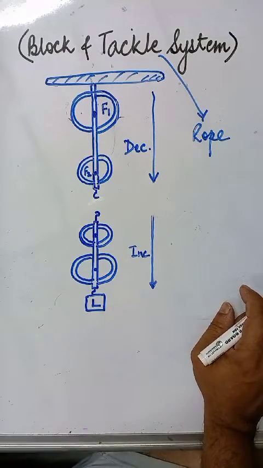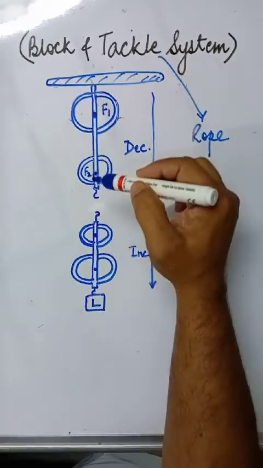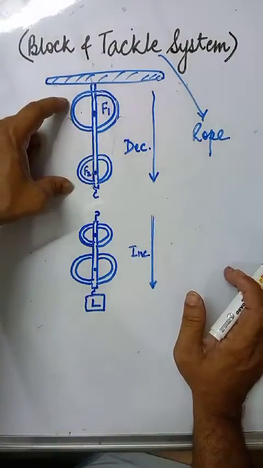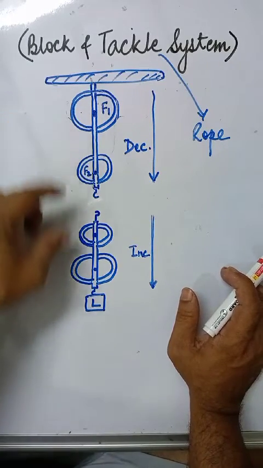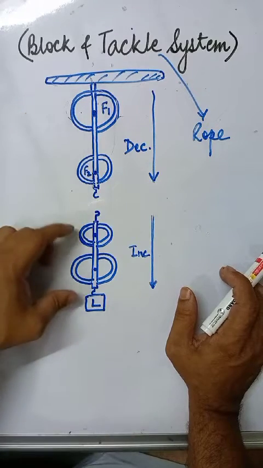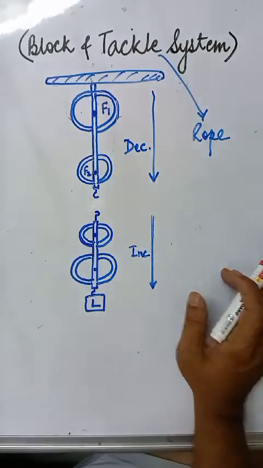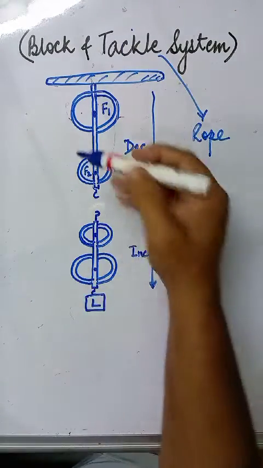Now why is that important? Let's say for example, if you want to pull this load up, obviously these are two blocks that you have, block number one, block number two, or upper block, lower block, two pulleys here also, two pulleys here also. This block is a fixed block, whereas this block is a movable block. Why? Because it can move up and down. Then comes the tackle, which is the rope. So you have to have a single rope.